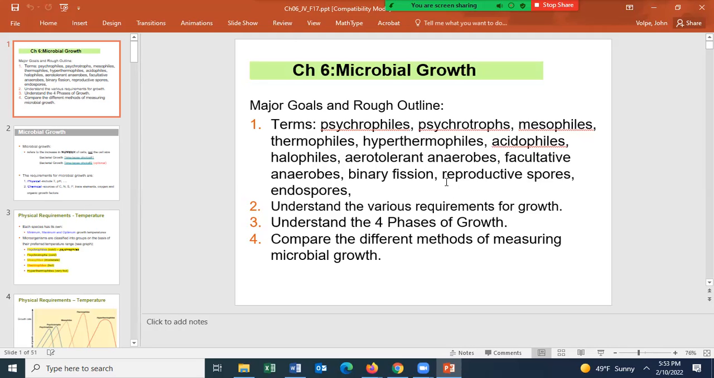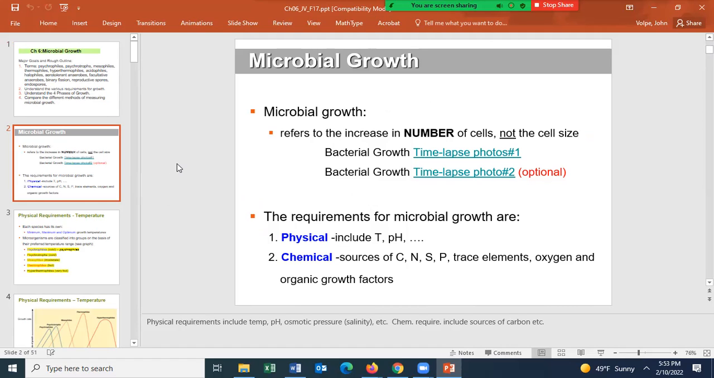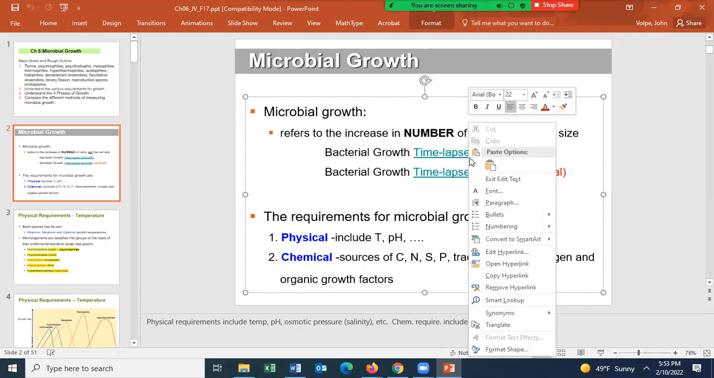All right. This slide is showing you my typical slide, the major goals of the lesson, microbial growth, and the rough outline. Know the terms, understand the various requirements the cells have for growth, understand the four phases of growth, and be able to compare the different methods for measuring microbial growth. When we're talking about microbial growth, you should realize that we're referring to an increase in the number of cells, not an increase in cell size. Got a little video for that.